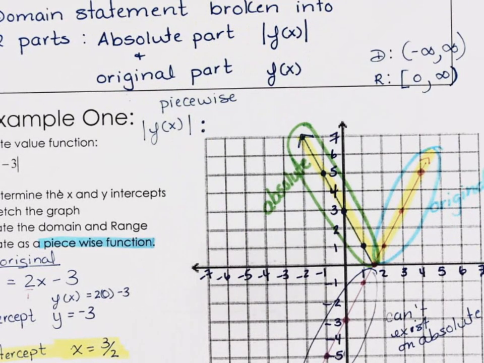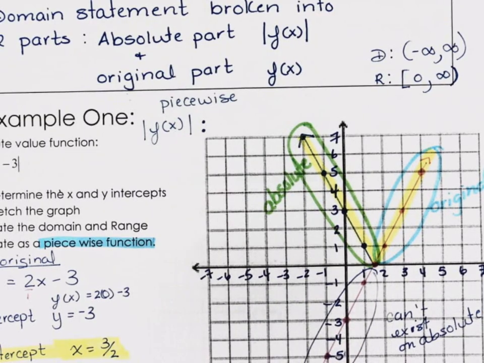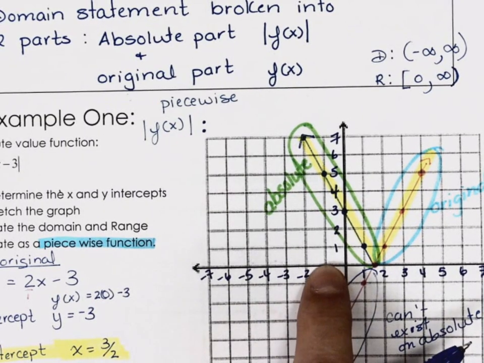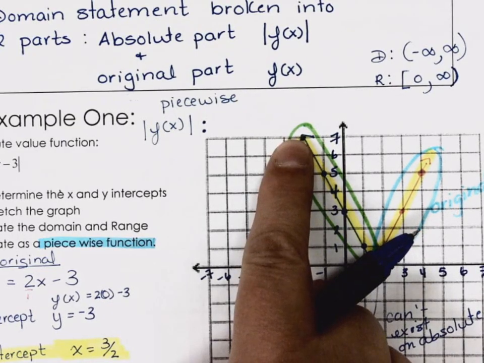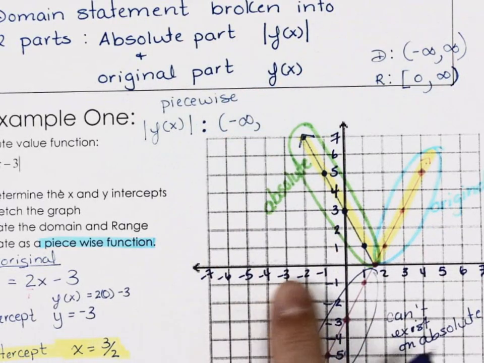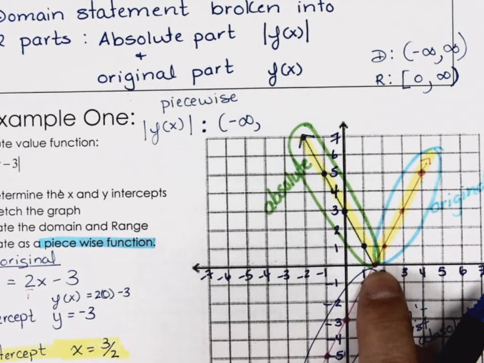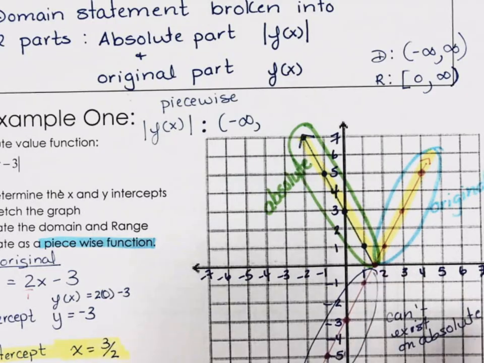Give me the domain for the part that flipped. Give me the domain for the left-hand side of the V. It's a domain statement, so negative infinity to my absolute value, to the 0, my x-intercept. This is why it's the most important point, because this is where it kind of switches. So where is my x-intercept? 1.5.